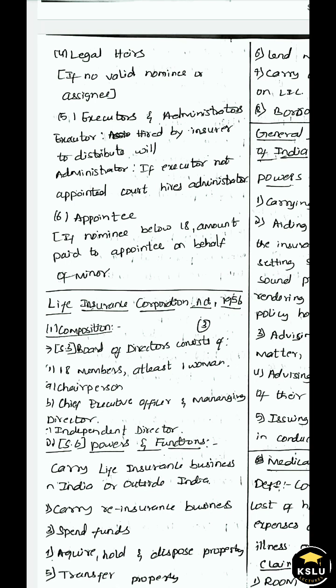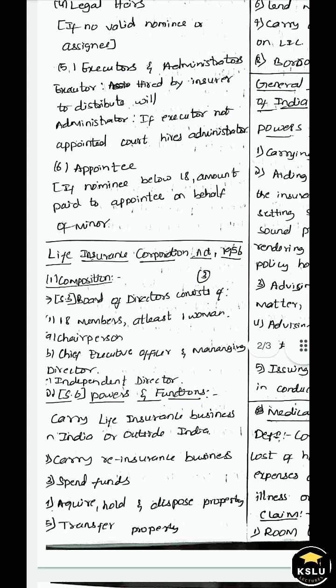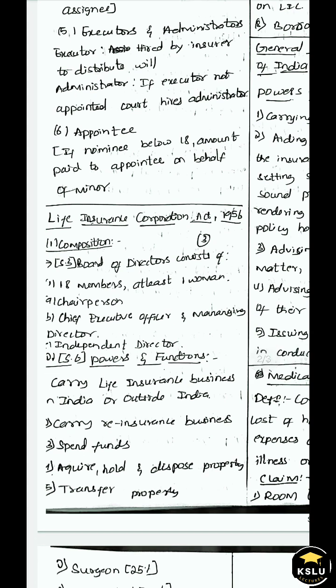Administrator. If the insured has not hired any executor to distribute his will, the court will hire an administrator to distribute the will, and the insurance claim will go in the hands of that administrator. The next is appointee. So in case of child insurance, if the child is below 18 years and the insured dies, the maturity will go in the hand of the appointee, who will keep the money until the child reaches the age of majority.